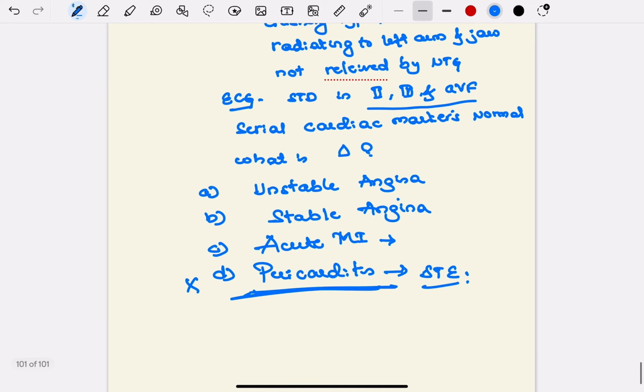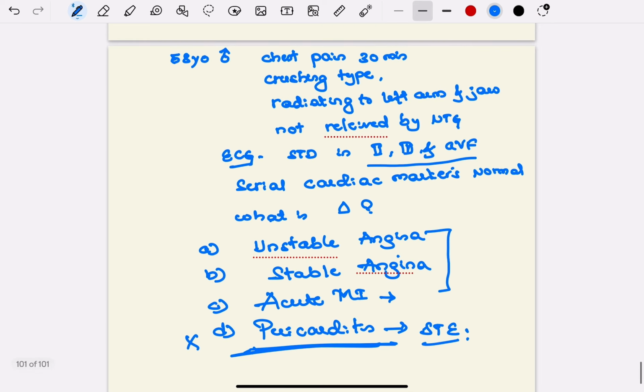Now we are left with these options. As we know, in stable angina, the pain subsides by rest or sublingual nitroglycerin. But here the pain is not relieved by nitroglycerin. So option B is also ruled out.